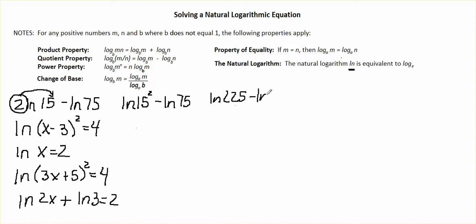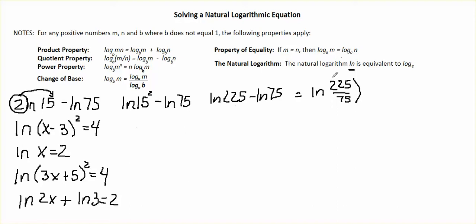And then we have two logs that are being subtracted. They both have the same base because they're both log base e, so we're going to combine them into a single log using division. And so this is going to equal ln of 225 divided by 75.